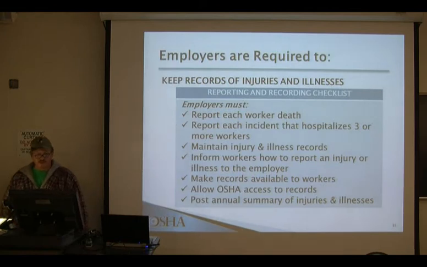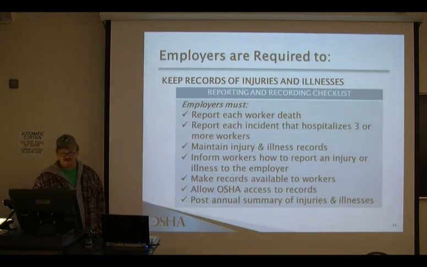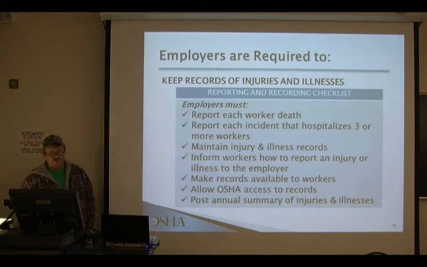Okay, employers must. These are reports they have to make. Report each worker death. Each incident that hospitalizes 3 or more workers. They have to maintain records for you. Inform workers how to report an injury or an illness. That's getting to be a big thing now, reporting illnesses and injuries. And they should tell you in your orientation their company policies towards it.